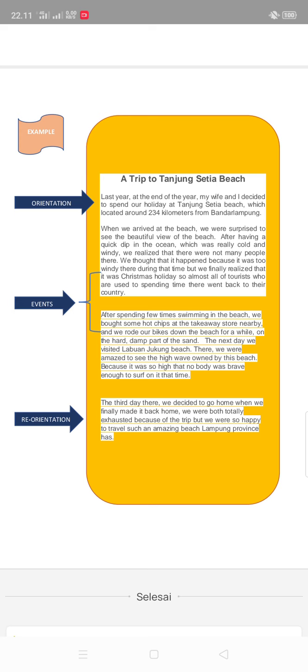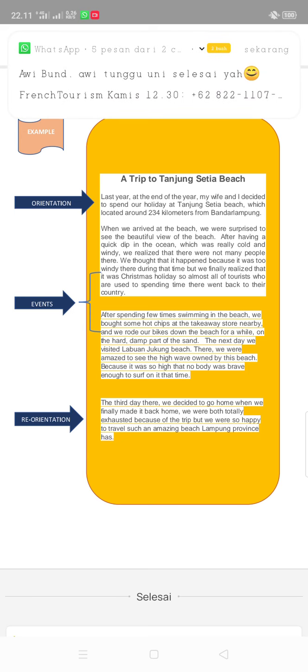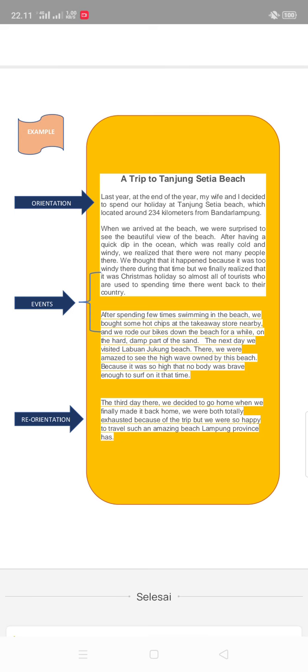Next, when we arrived at the beach, we were surprised to see the beautiful view of the beach. After having a quick dip in the ocean, which was really cold and windy, we realized that there were not many people there. And the third paragraph. After spending some time swimming at the beach, we bought some hot chips at the takeaway store nearby, and we rode our bikes down the beach for a while on the hard, damp part of the sand.